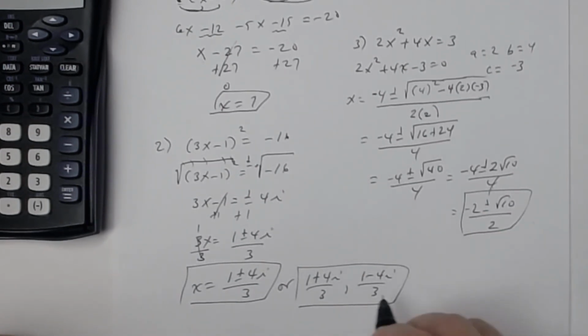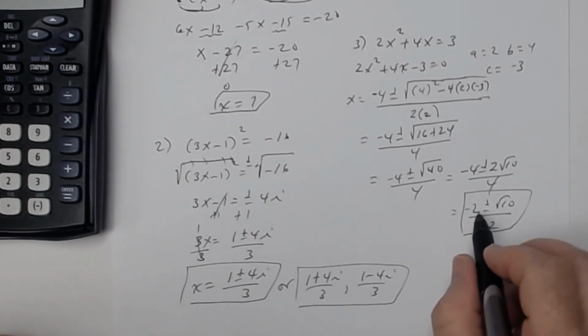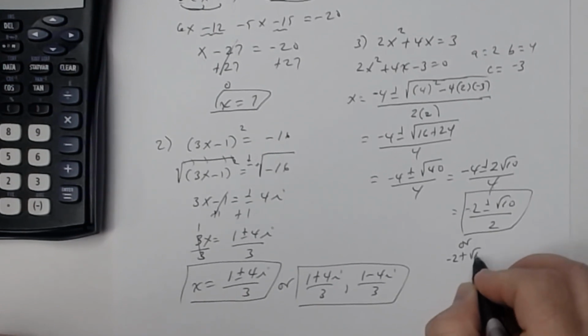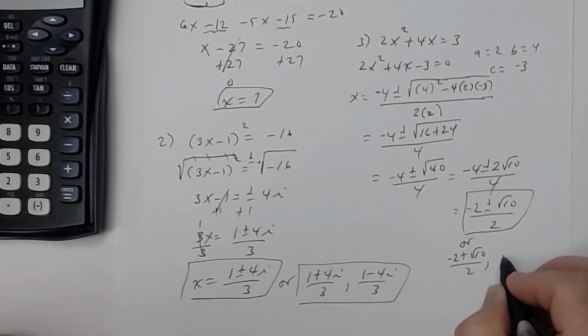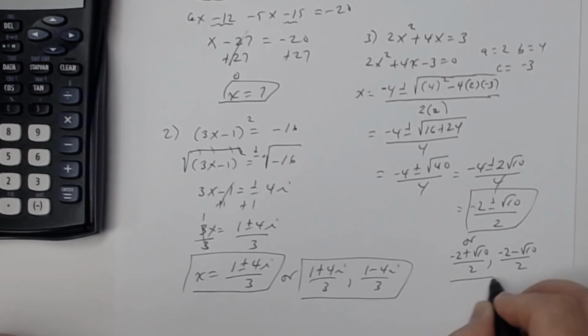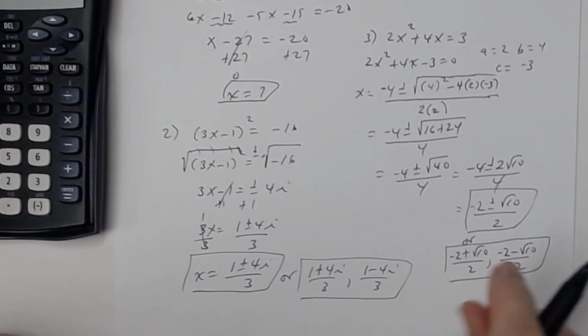And there are multiple ways you can write this. You could write them separately. So instead of saying negative 2 plus or minus, you could say negative 2 plus the square root of 10 divided by 2, comma, and then negative 2 minus the square root of 10 divided by 2. So write them separately, do your two solutions.